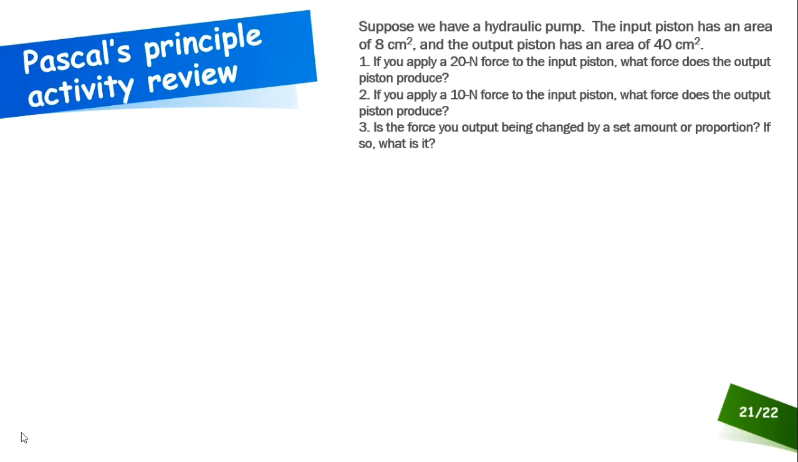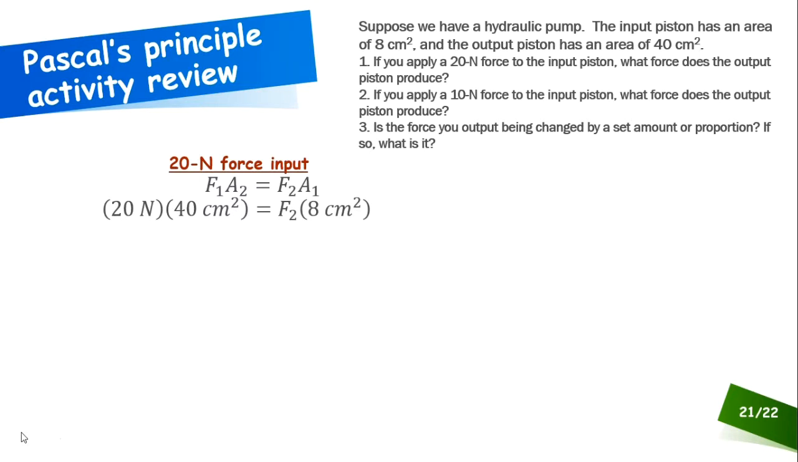Okay, let's see how well you did with this. So first question, if you apply a 20 Newton force to the input piston, what force is output? Well, with 20 Newton force input, we're going to take our equation, F1 A2 equals F2 A1. We're going to substitute in what we know. So there's 20 newtons on the force that's inputted, so that's F1. The output piston has an area of 40 square centimeters. The output force, F2, is what we're trying to find out. And the input piston area, A1, is 8 square centimeters.